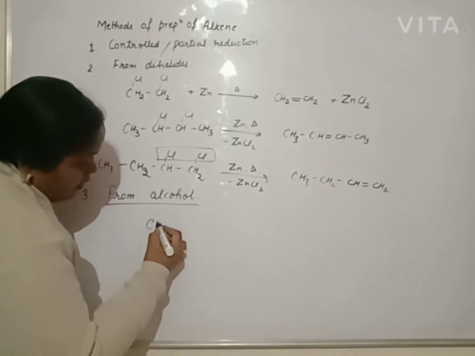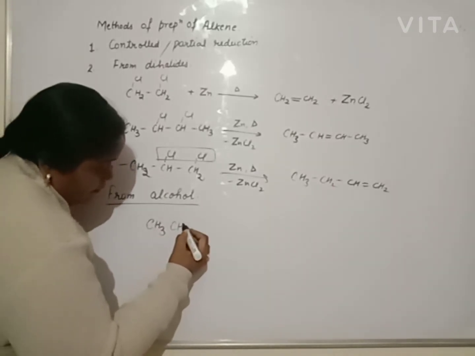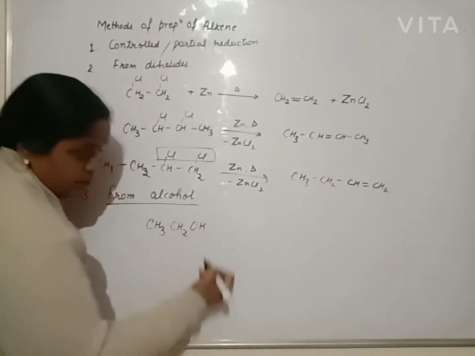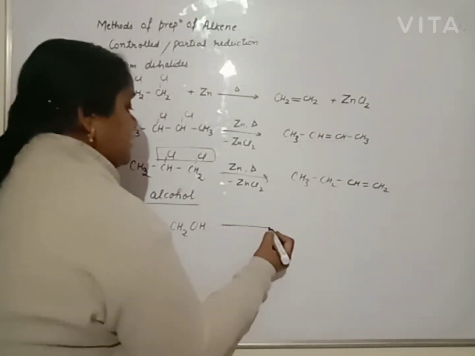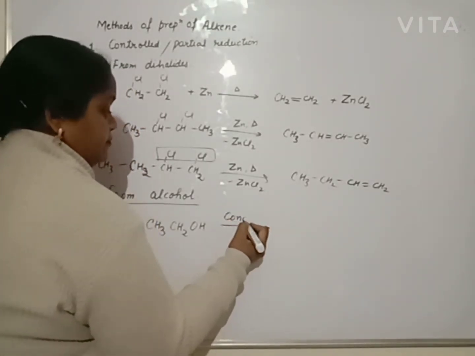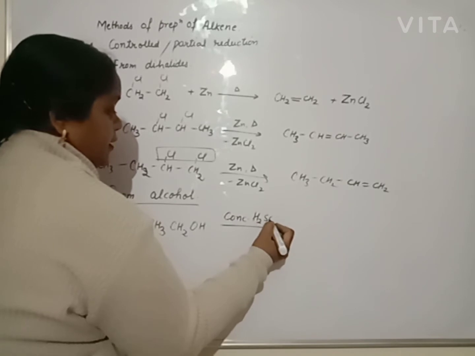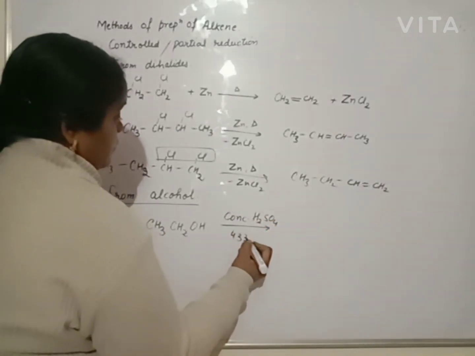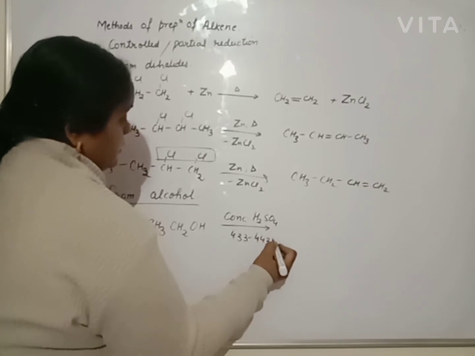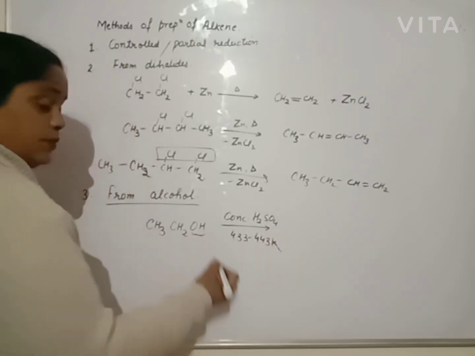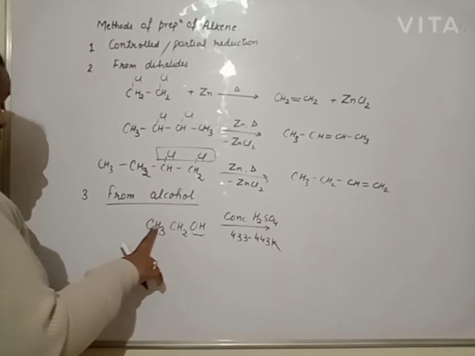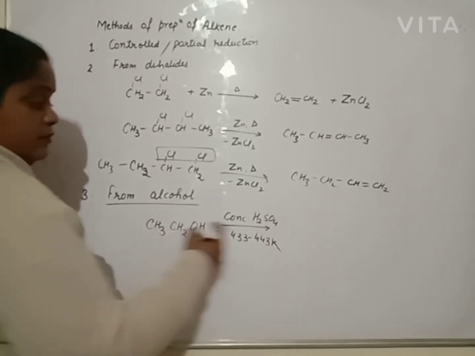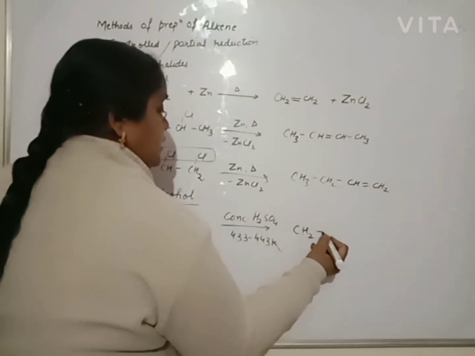We have ethanol. Suppose we have ethanol. We will add concentrated sulfuric acid at high temperature, that is 433 to 443 Kelvin. OH is removed from this side and hydrogen is removed from the adjacent carbon. So we will get ethene.